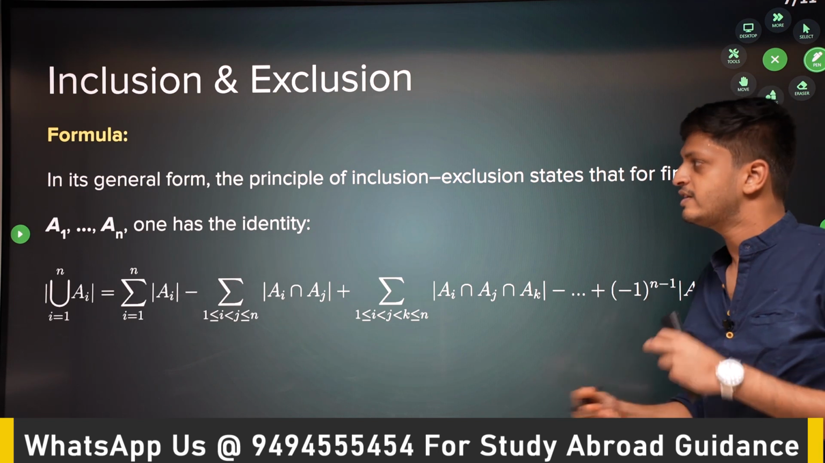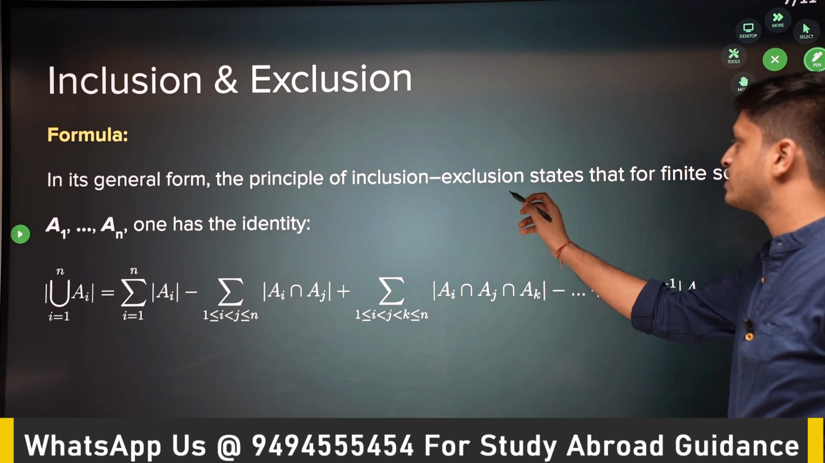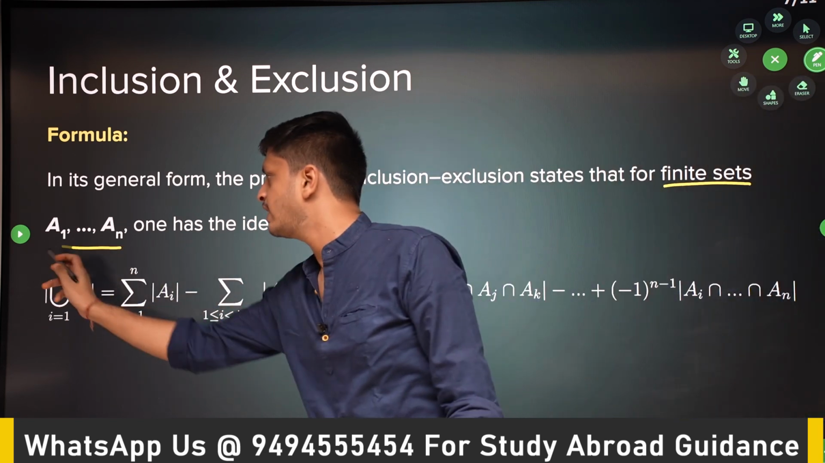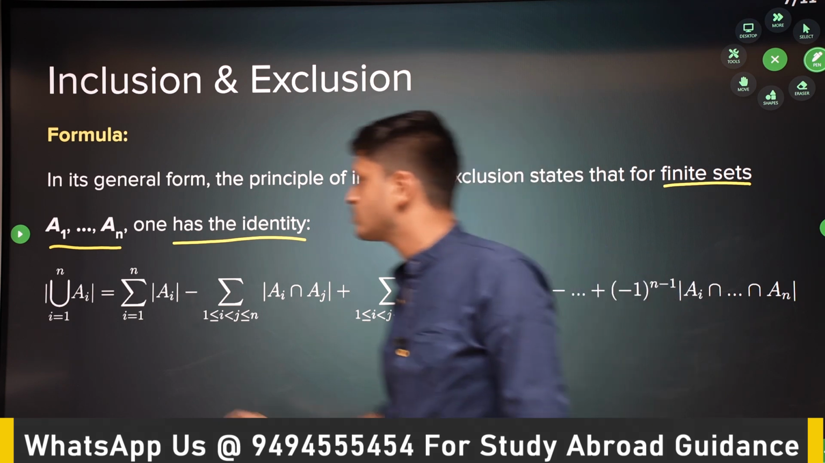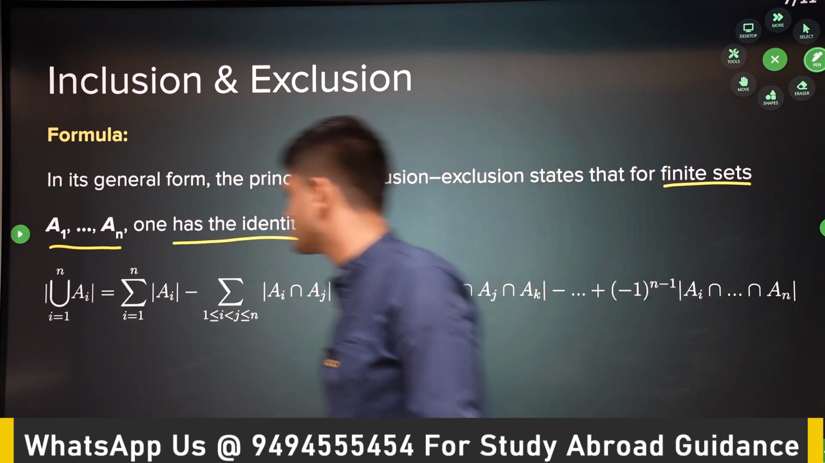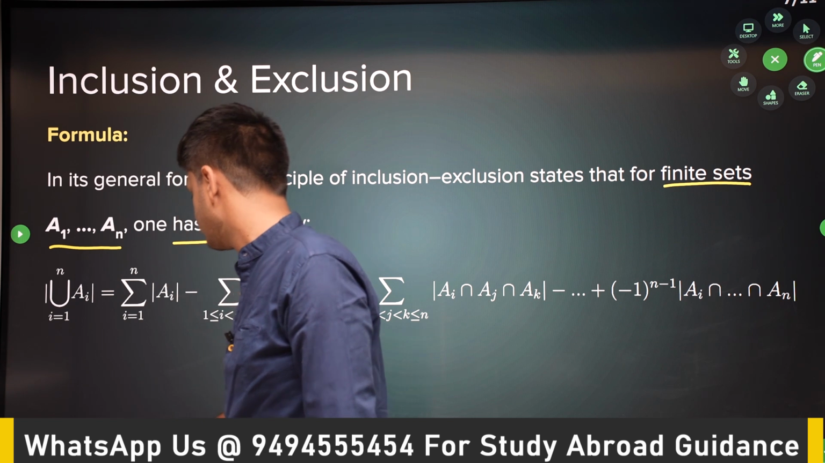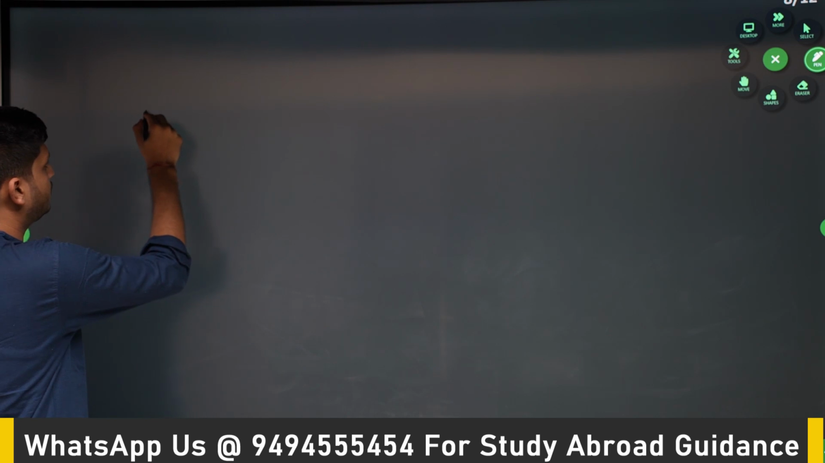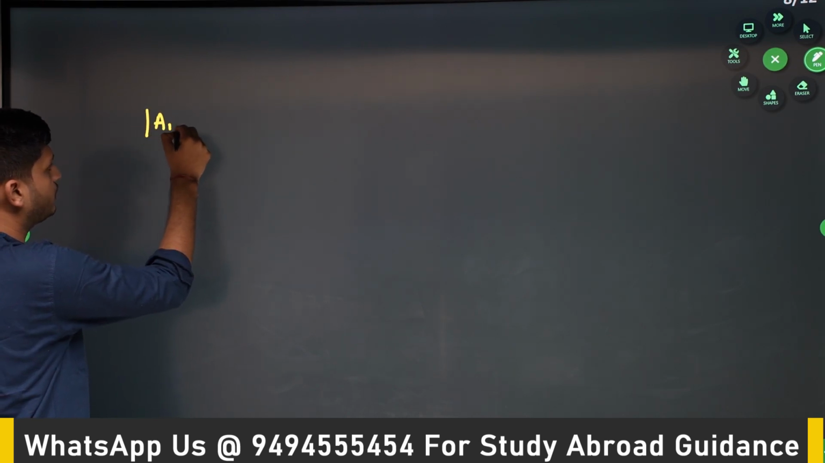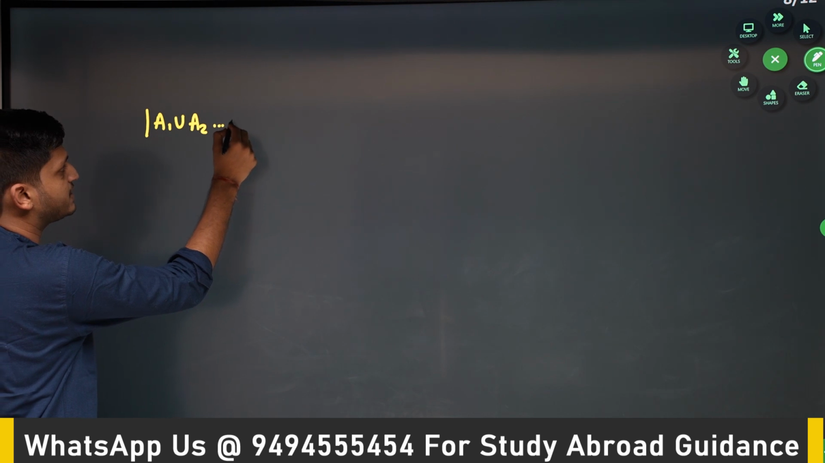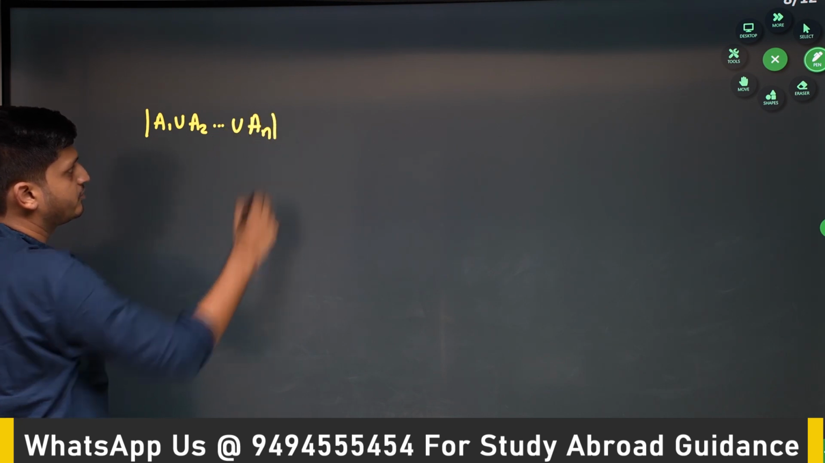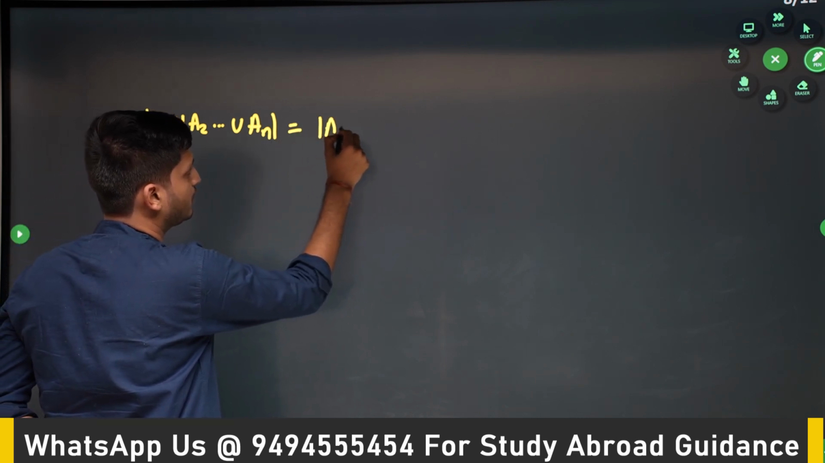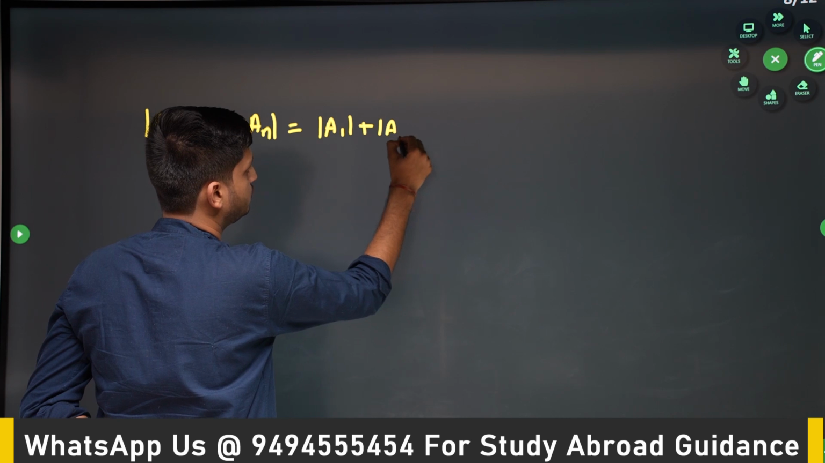Cool. So in general form, the principle of inclusion-exclusion states that for finite sets A1, A2 up to An, one has the identity. So this is like the general form. I will write it in a smaller way for you first, then we will see this formula. So basically, the cardinality of A1 union A2, let's say we have n sets. So the cardinality of A1 union A2 up to An will be what? The cardinality of A1 plus the cardinality of A2.